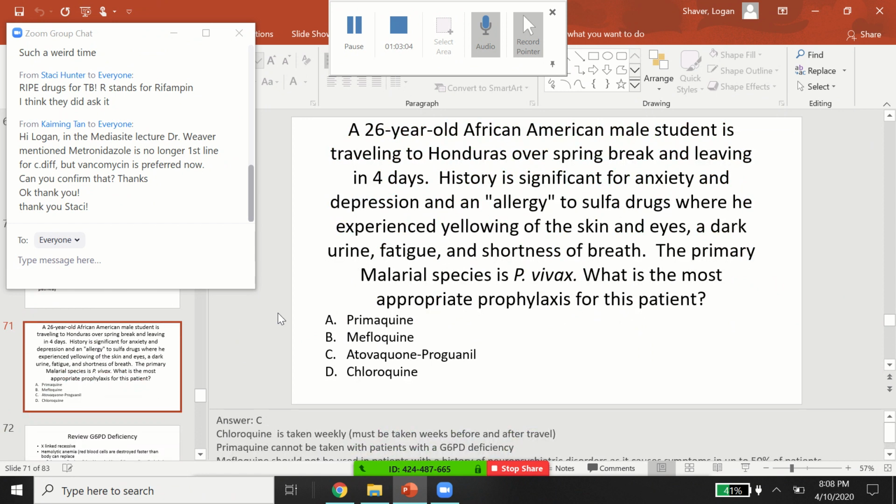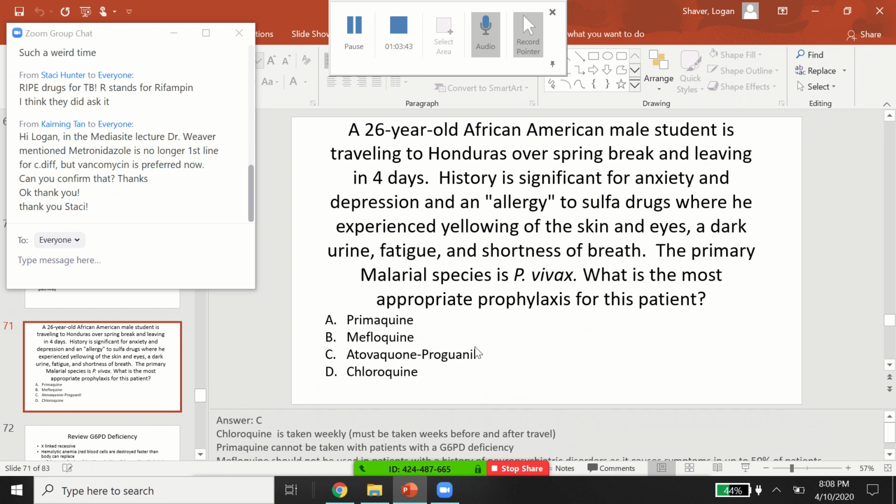All right, so this gives you a question here. It gives you a male student traveling to Honduras over spring break, and they leave in 4 days. So notice this is almost like a last minute traveler, right off the bat. History is significant for anxiety and depression and allergy to sulfa drug. Okay, so you can't give pyrimethamine, obviously. And then he experienced yellowing of the skin and eyes, dark urine, fatigue, and shortness of breath. The primary malarial species is P. vivax. What is the most appropriate prophylaxis to give?